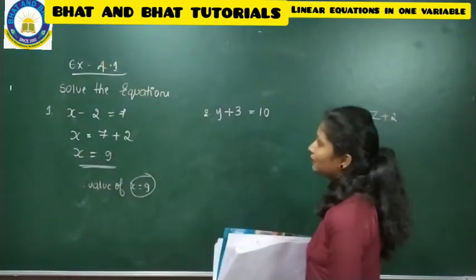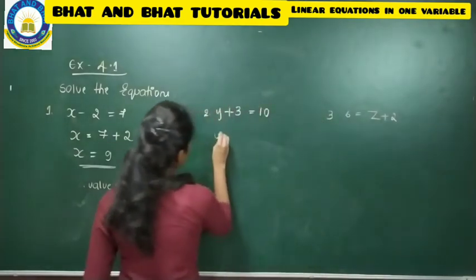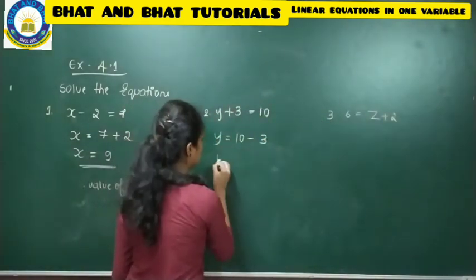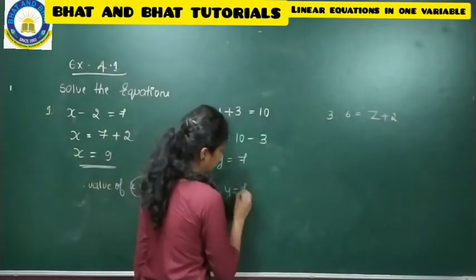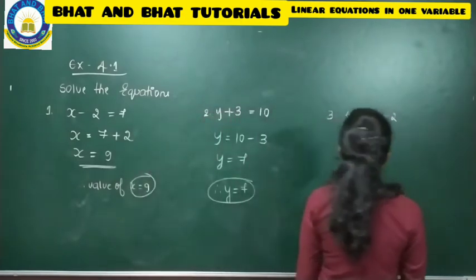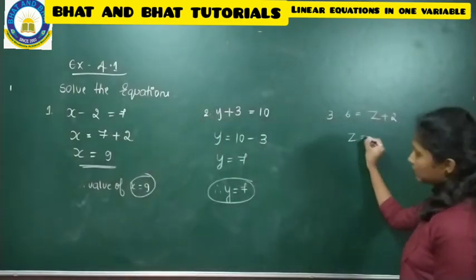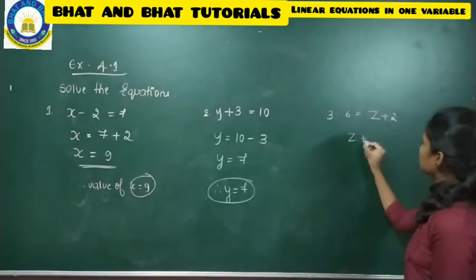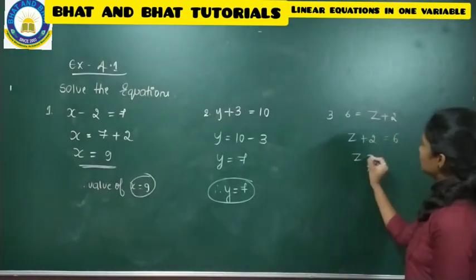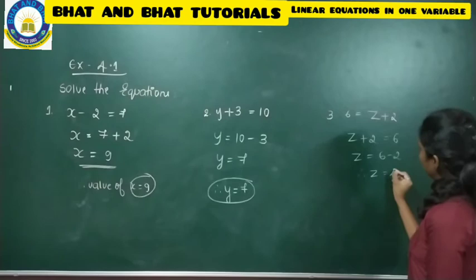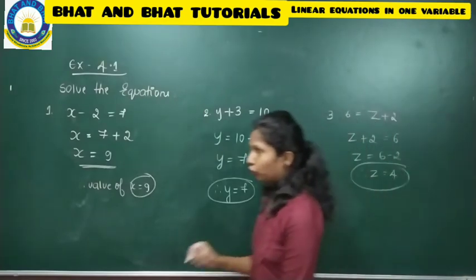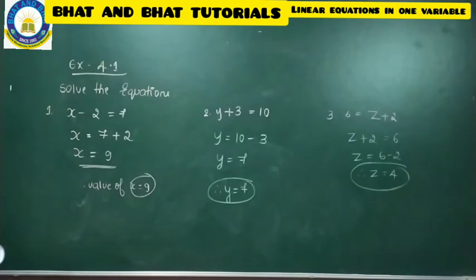So now we'll see y plus 3 is equal to 10. So y is equal to 10 minus 3 and y is equal to 7. Therefore, y is equal to 7. And now 6 is equal to z plus 2. So z plus 2 is equal to 6. Z is equal to 6 minus 2. Therefore, z is equal to 4. So now you people can copy down this. Copy down. Fine. Hope you have copied this.